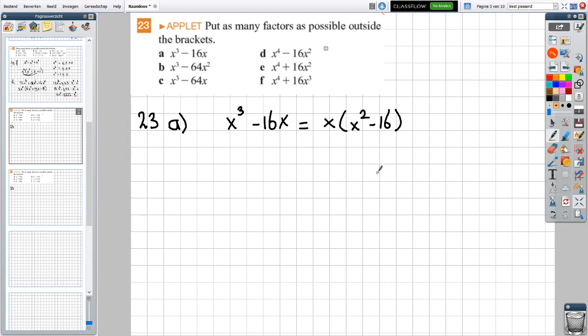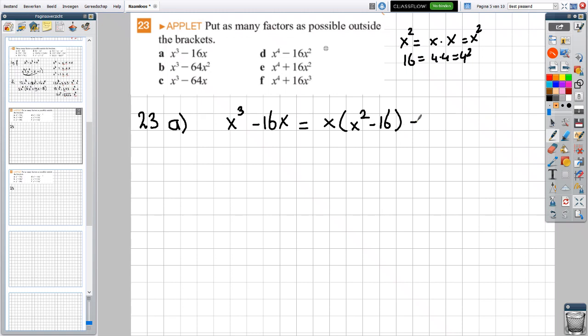But now I'm not done yet, because inside of my brackets I'm left with the difference of two squares. Which squares? Well, I can write x squared as x times x, right? And I can write 16 as 4 times 4, or you could say 4 squared. So this is the difference of two squares.